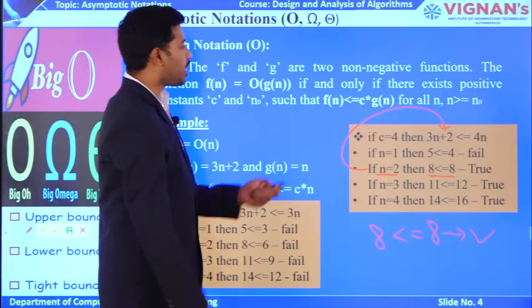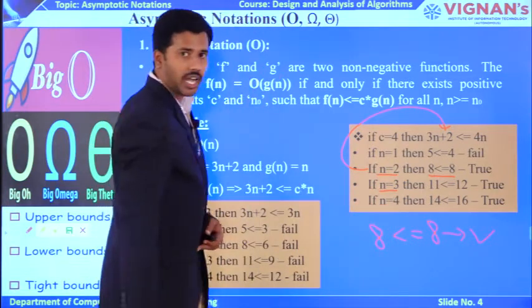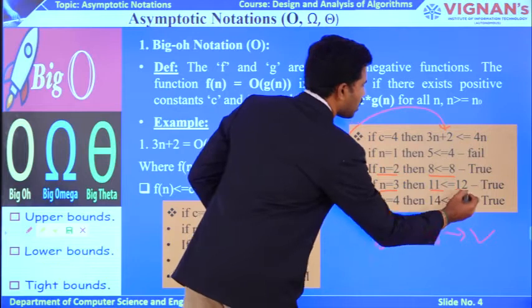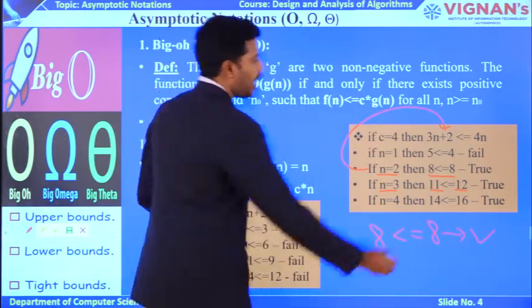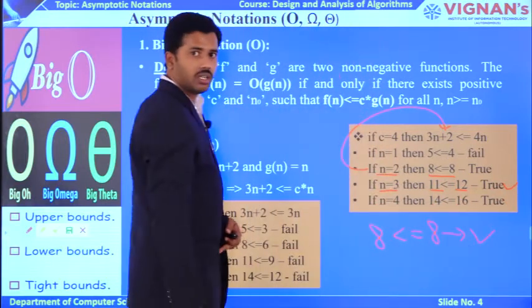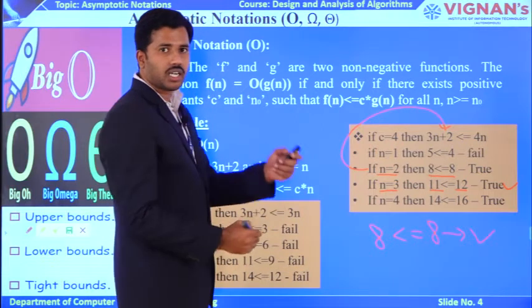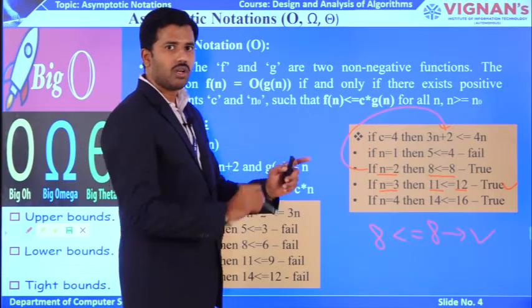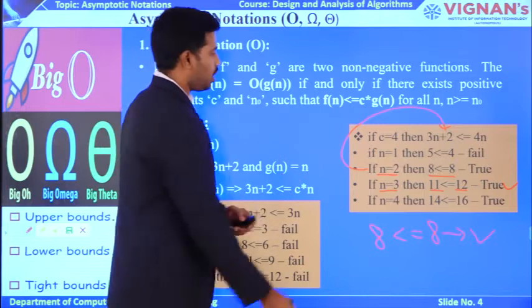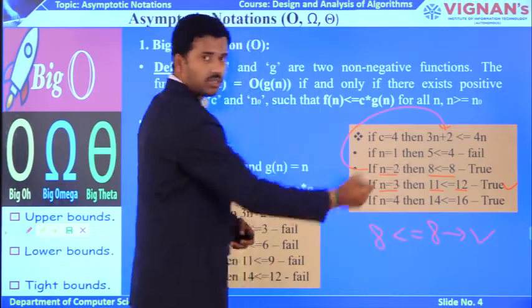Now, you try to take n value equal to 3. Again, you will get the values 11 less than or equal to 12. Again, my equation starts satisfying. So, if your relation starts satisfying at one n value, for the next n values onwards, the equation is going to be satisfied like this.